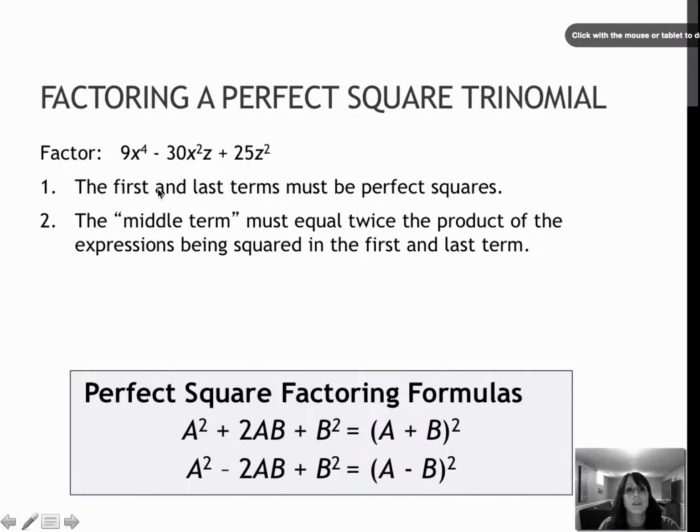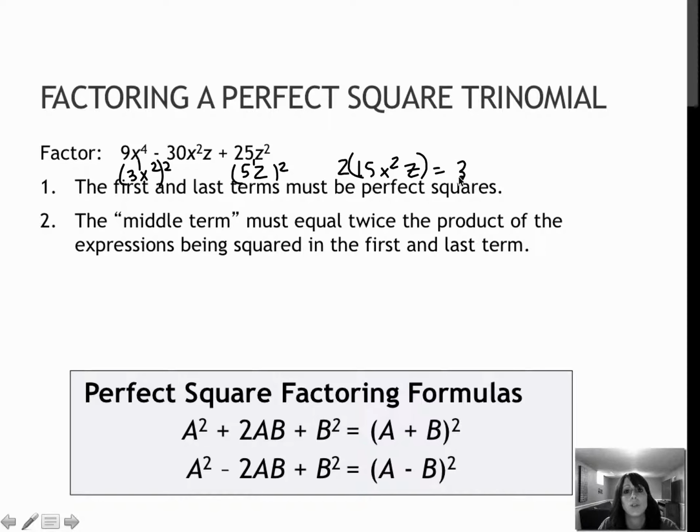On this example, again, there's no GCF that I could take out of everything, but I can say that the square root of 9x to the 4th is 3x squared, and the square root of 25z squared is 5z. Again, if I squared that, I would get 25z squared. And if I squared that, I would get 9x to the 4th. And then I check my multiplication of those two and I double it. So 3x squared times 5z is 15x squared z. And then I double it.